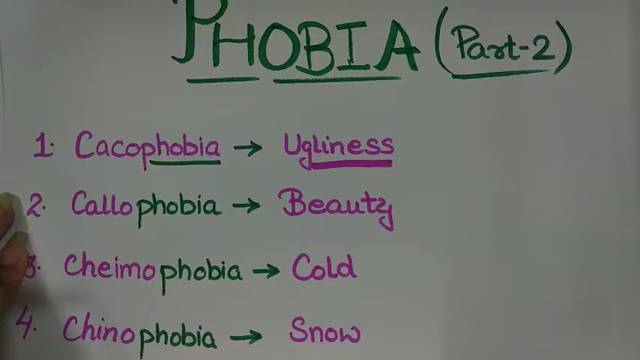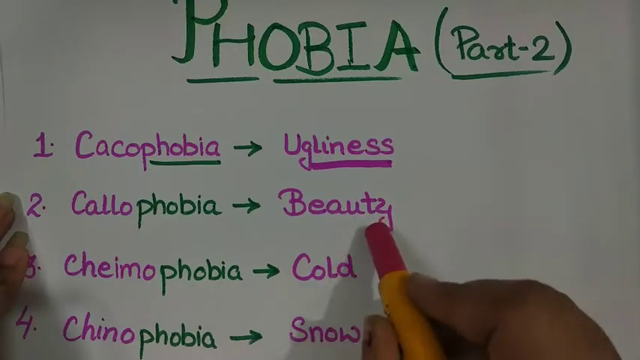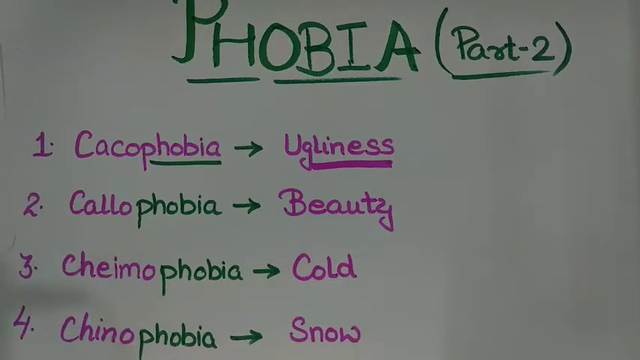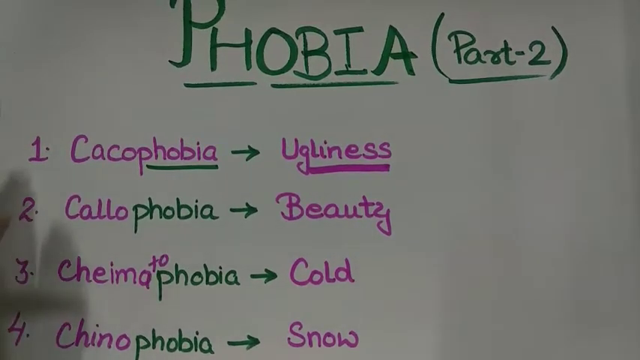Next is calophobia. Calophobia is phobia of beauty. The person who is afraid of beauty is called calophobic. Next is the word chimatophobia, and this is phobia of cold. Means if somebody is so afraid of cold and feels excessive cold in normal weather also, then such a fear is chimatophobia.